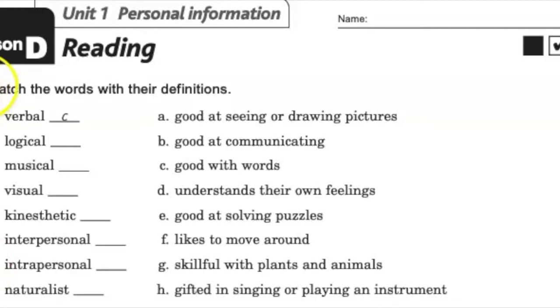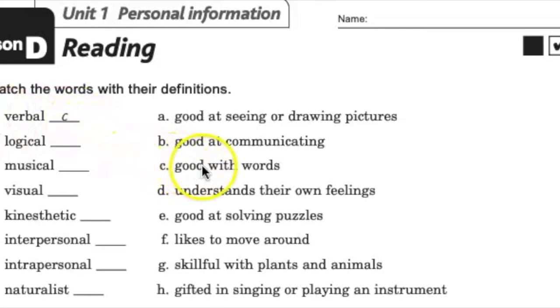In section A of this worksheet, it's a matching opportunity where over here we have the words, and over here we have the definitions. So let's do the first one together. Number 1 is verbal. And so what you do is you go over here and you look at all the options, and option C, good with words. So on your piece of paper next to the number 1, write C.